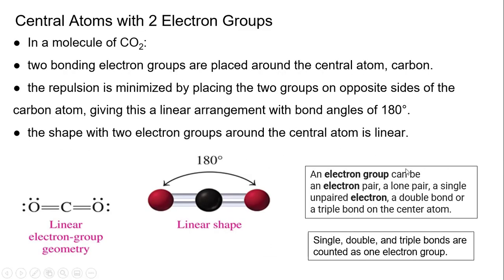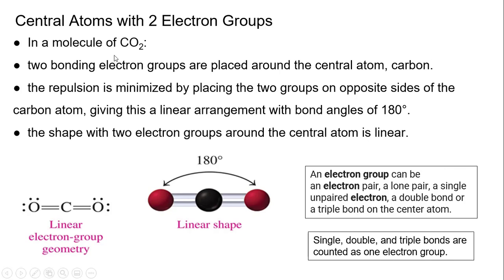First, an electron group can be an electron pair, a lone pair, a single unpaired electron, a double bond, or a triple bond on the atom. So I like to call it attachments because that gives you a better idea of what you're looking at. When we're looking at attachments, we're not concerned with what type of attachment it is at this point, just that something's touching the central atom. And then we will expand on that after.